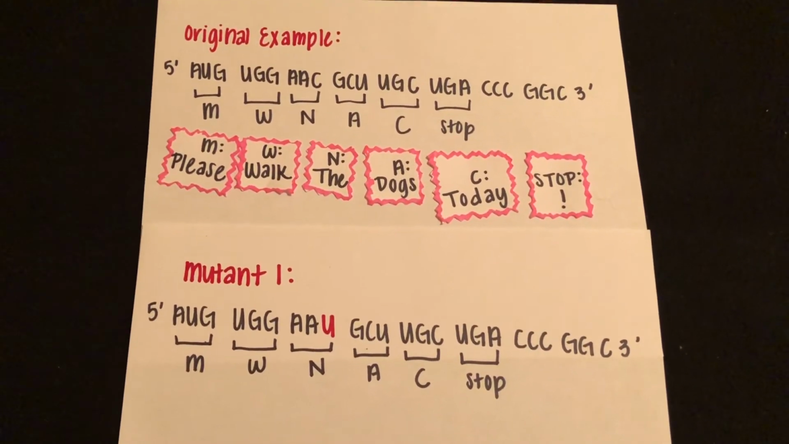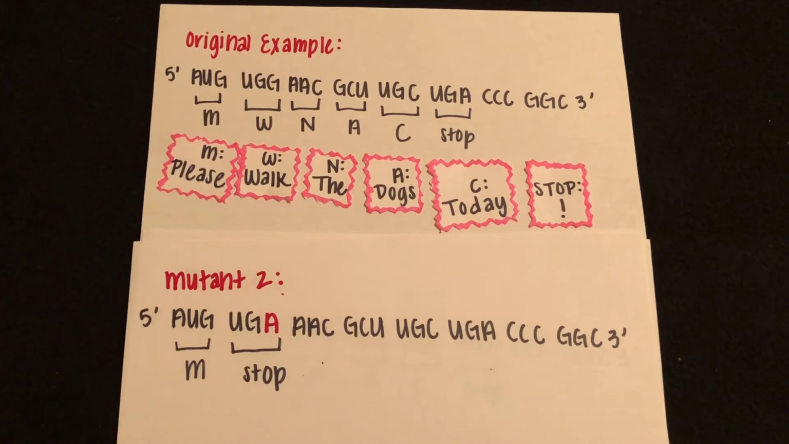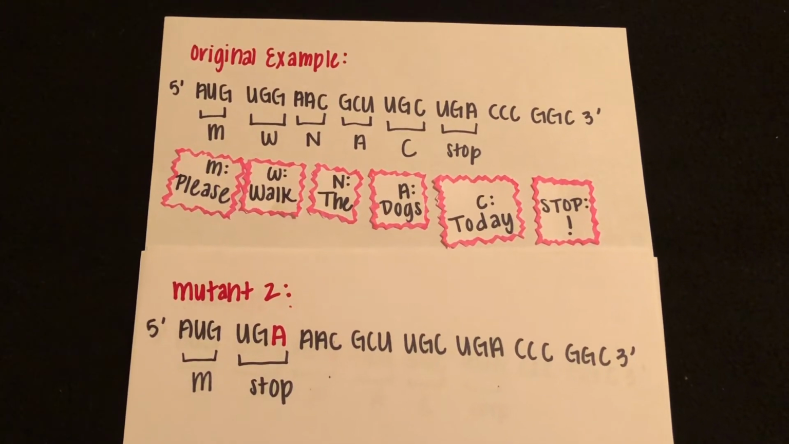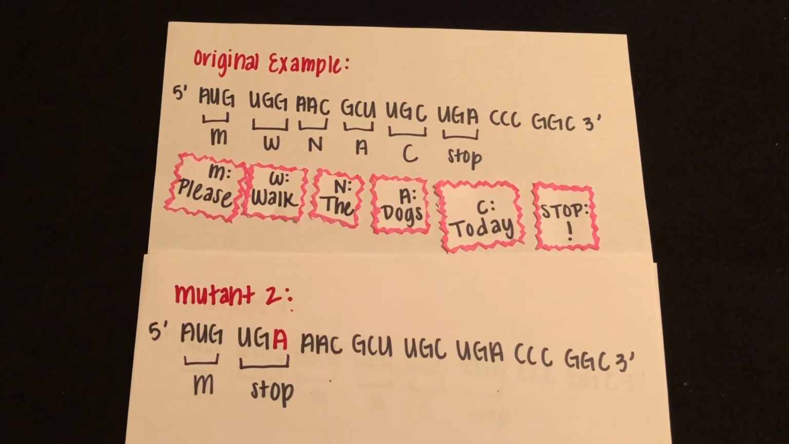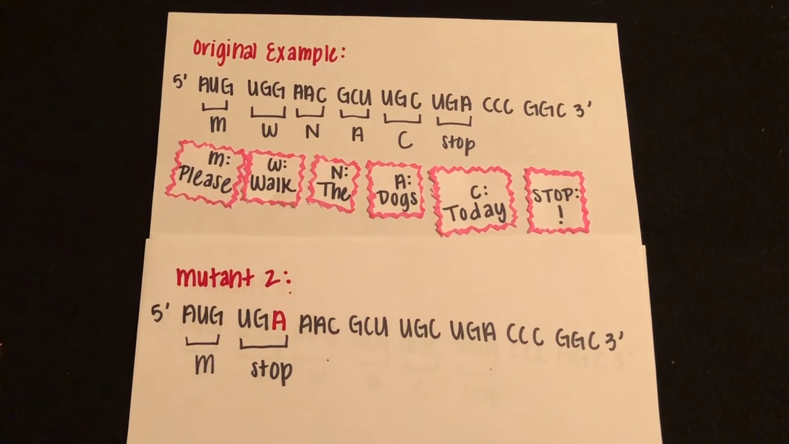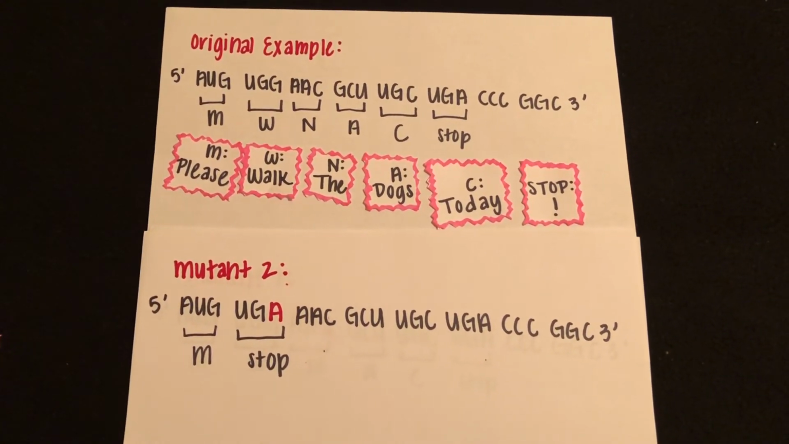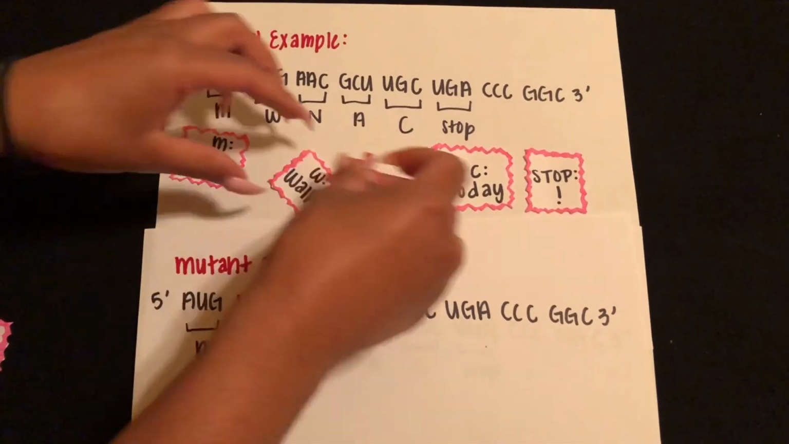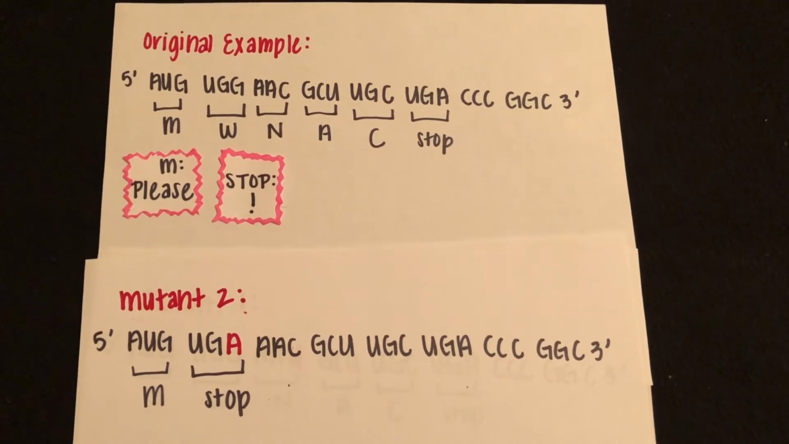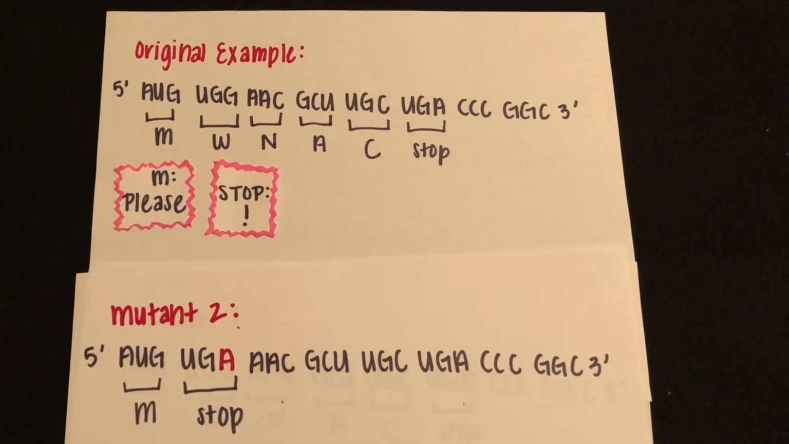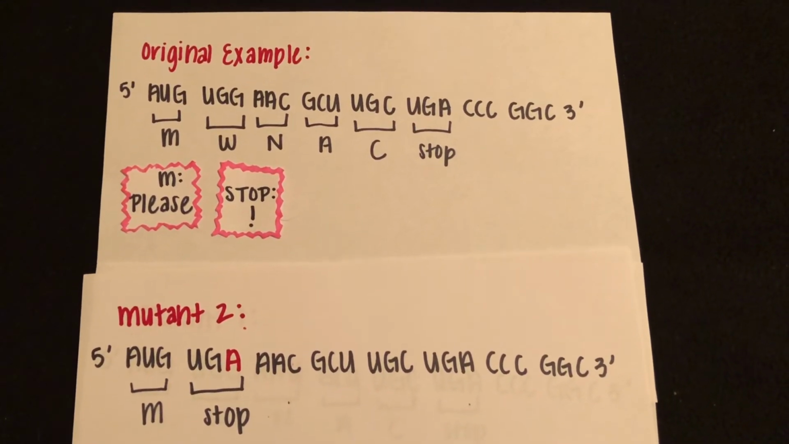In mutant 2, we see here that rather than a G, my mom substituted an A. This change in base is a transition since both adenine and guanine are purines. The codon changes from UGG to UGA, which results in a premature stop codon. This nonsense point mutation changes the decoded message to "please!", since the stop codon comes a lot earlier in the sequence than it's supposed to.